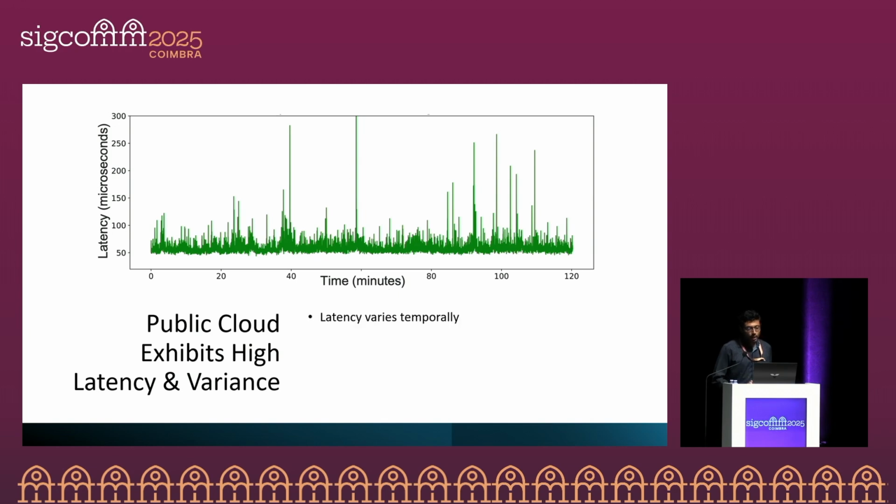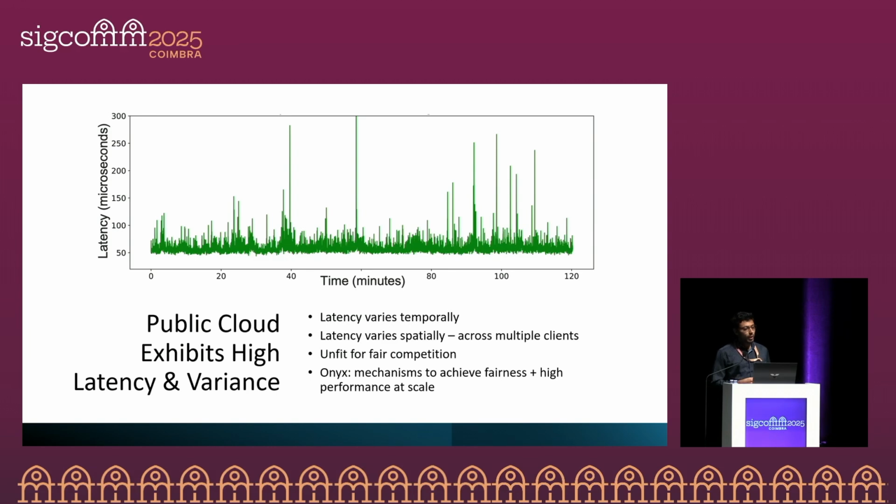So this is a snapshot of a measurement that we did, the latency between two virtual machines on one of the popular cloud services. You can see a few things, actually. So there's an order of magnitude variation across time. And also, we don't show that in this picture, but there's also spatial variation across multiple clients. And this kind of a network, if you take it as is, is really unfit for the kind of fair competition you want in a financial exchange. So in our work, Onyx, we present mechanisms that achieve fairness and high performance, meaning lower latencies at scale.